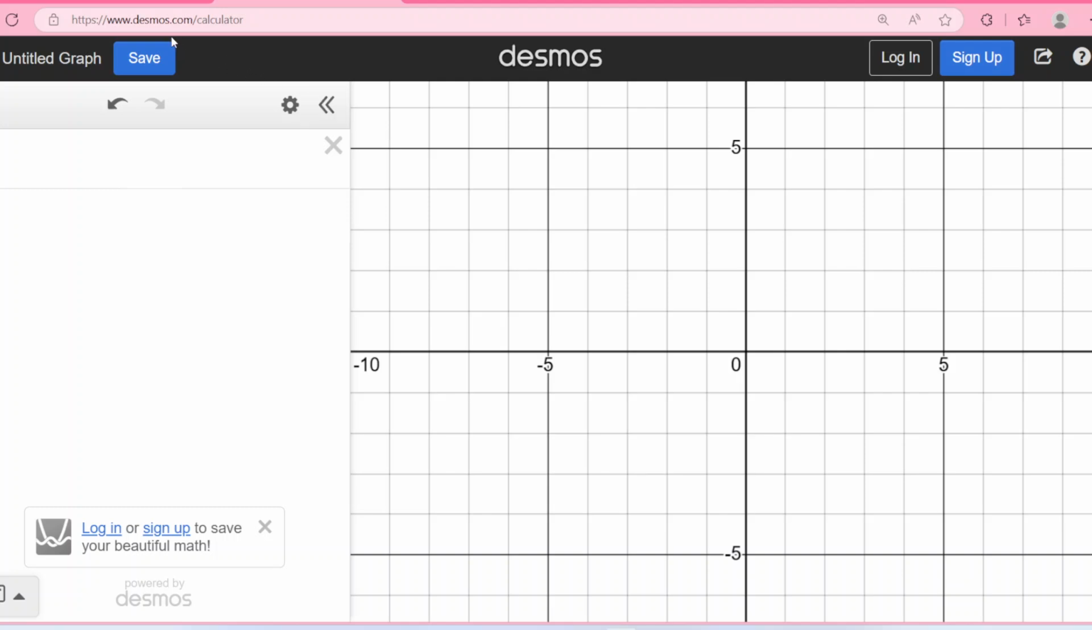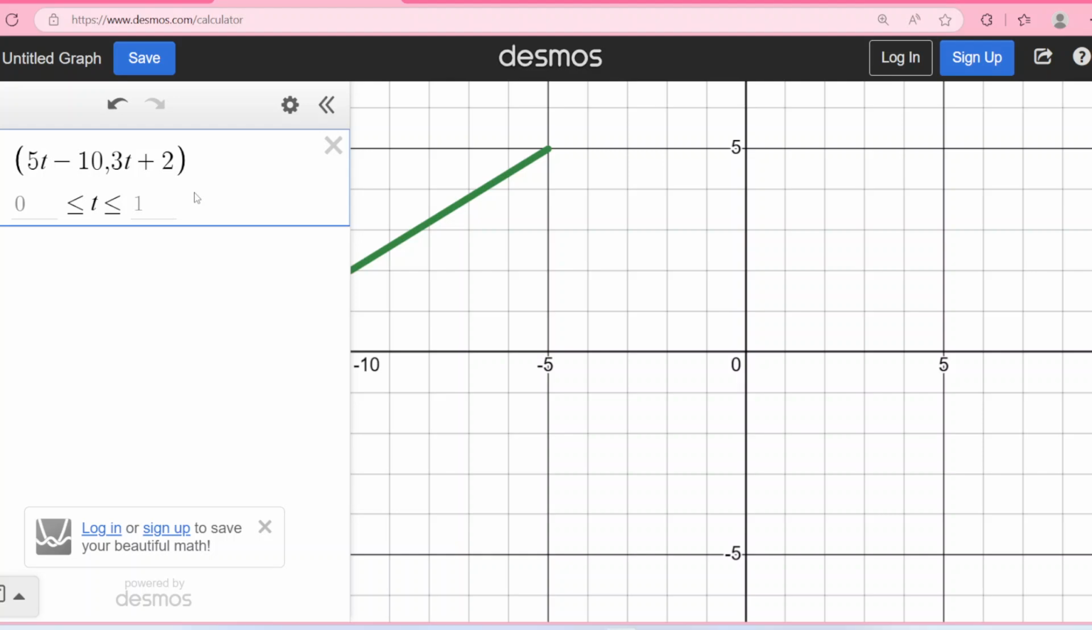Now let me show you desmos.com, a nice free online graphing calculator site. If you want to put in parametric equations in 2 dimensions here, you have to put it in as you would a point, an ordered pair. So you see I put a left parenthesis, and then for the x coordinate 5t minus 10, comma, and then for the y coordinate 3t plus 2. And then you'll see underneath this a little range of t show up.